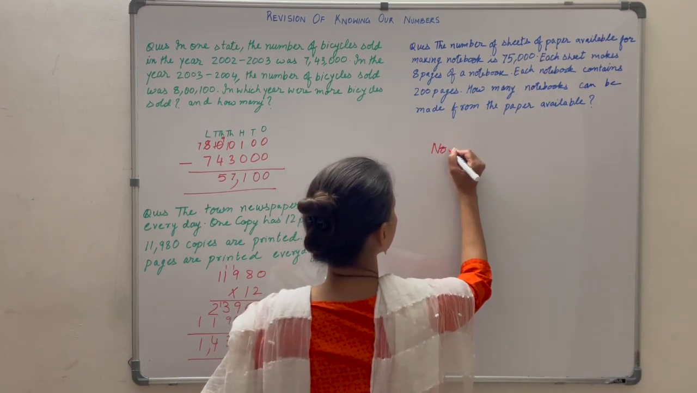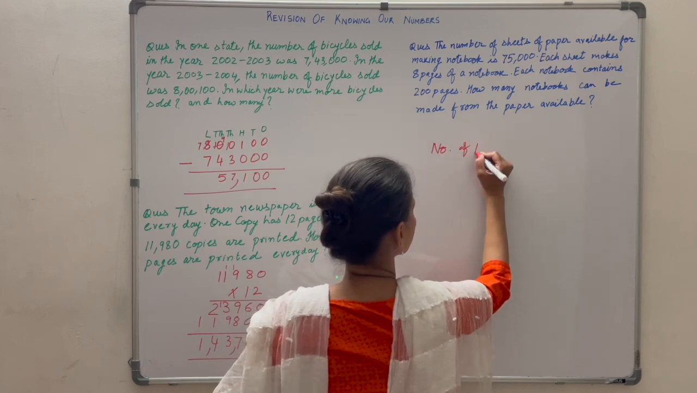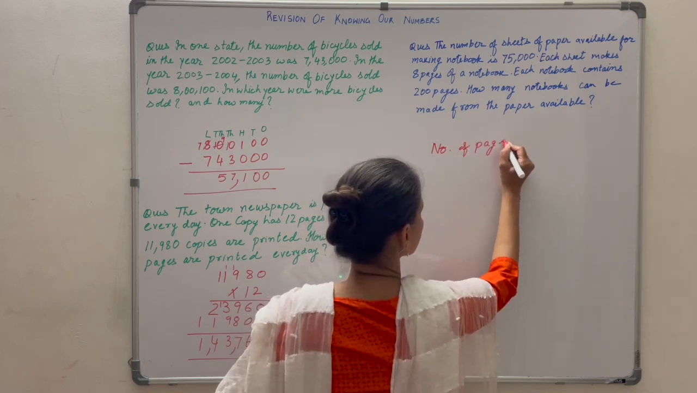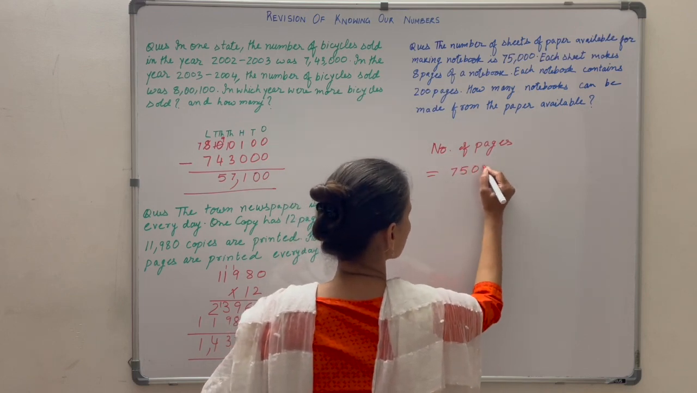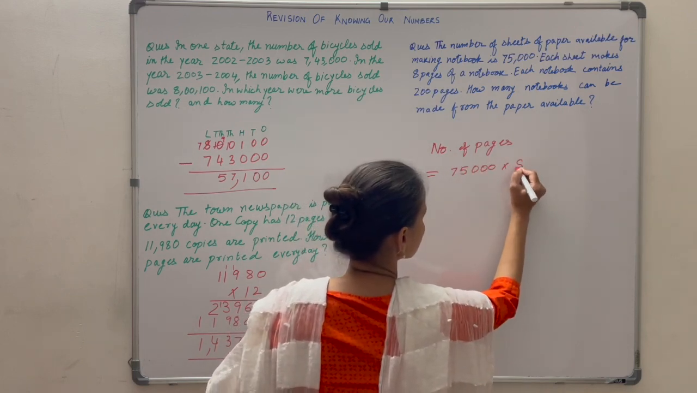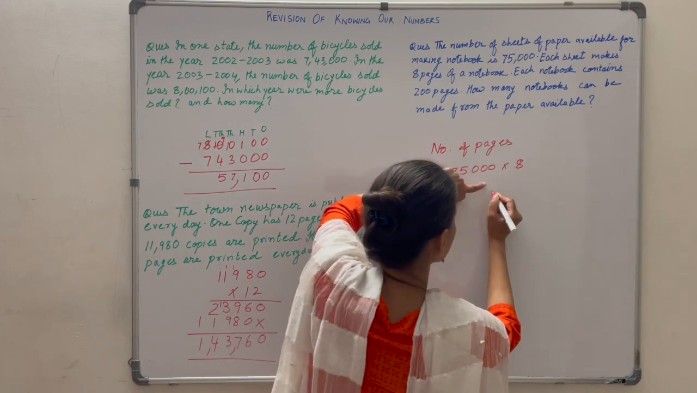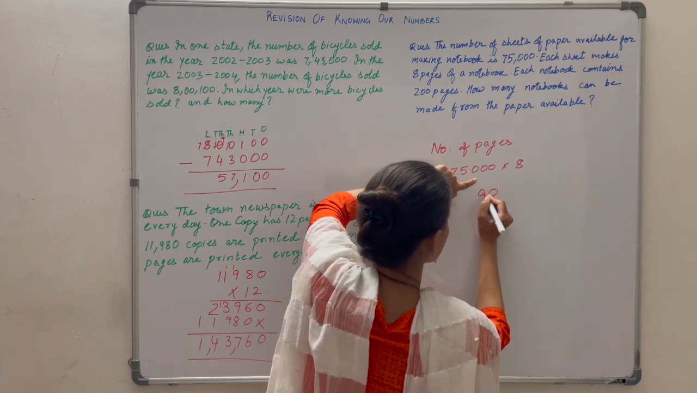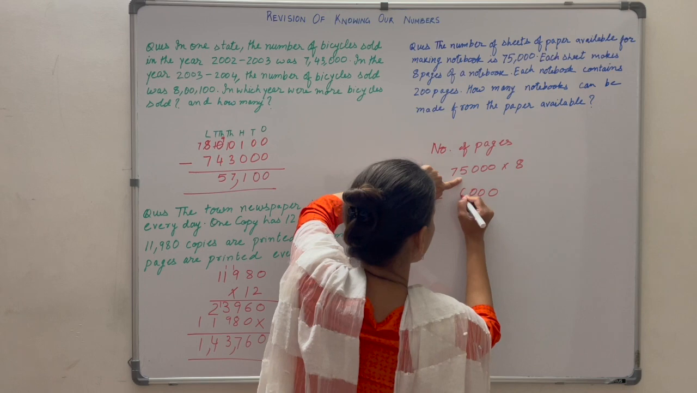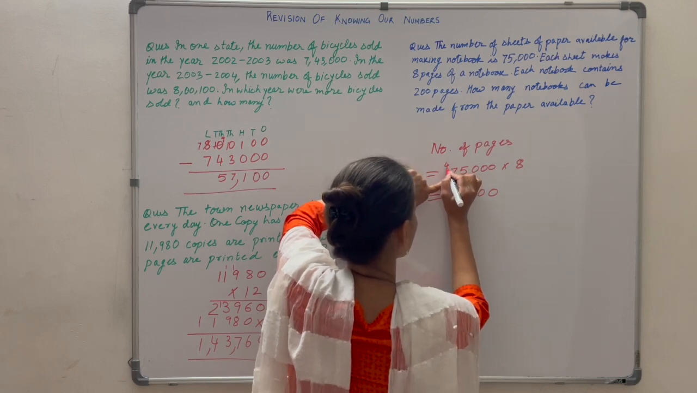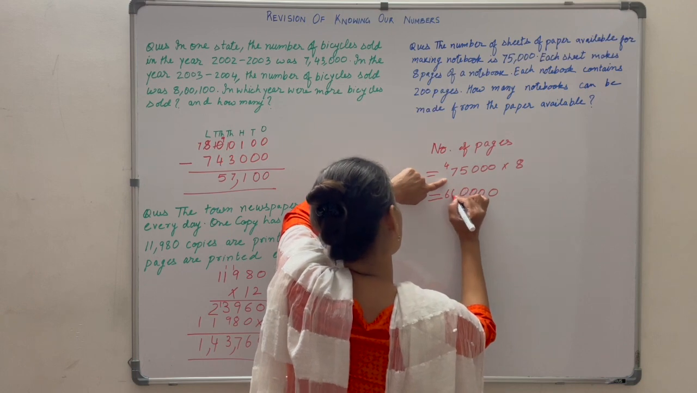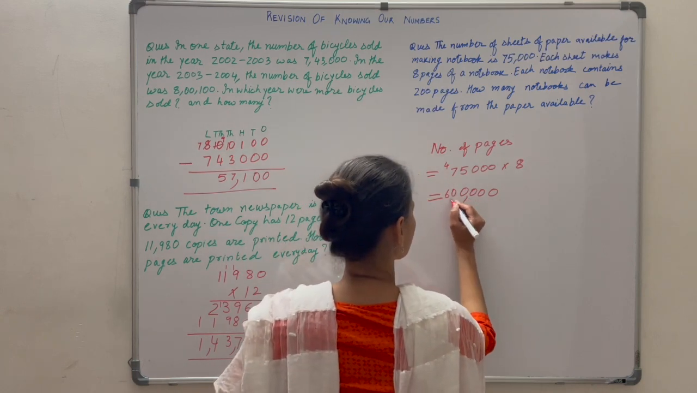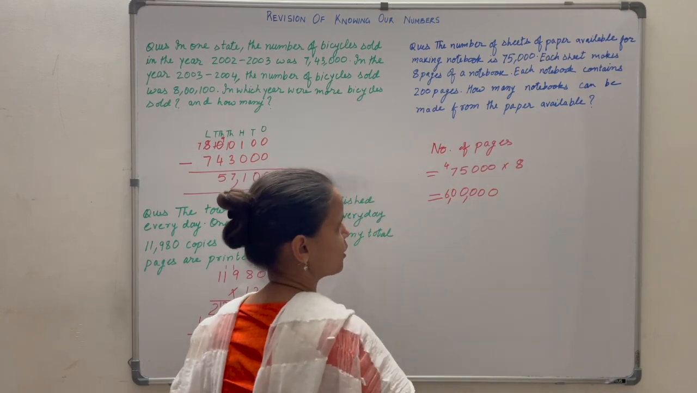Number of pages is equal to 75,000 into 8. So 8 into 0 is 0, 8 into 0 is 0, 8 into 0 is 0, 8 5s are 40, carry over 4, 8 7s are 56, plus 4 is 60. So this is 6 lakh pages.